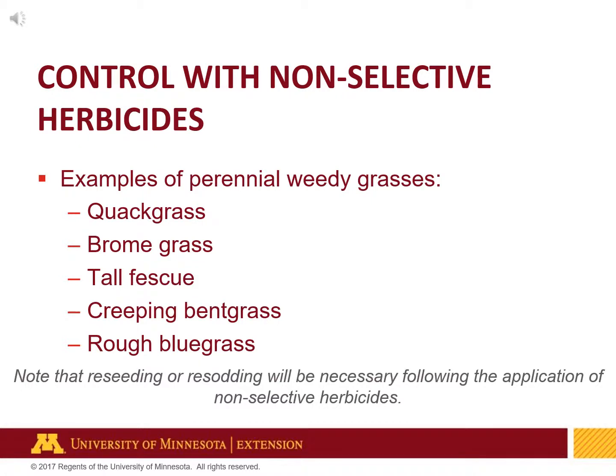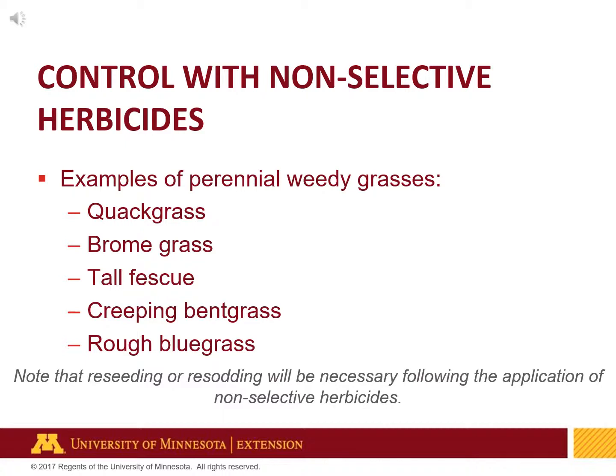Perennial grassy weeds are the most difficult to control of all the types of weeds. They are best controlled with non-selective herbicides. Examples of these weeds include quackgrass, bromegrass, tall fescue, creeping bentgrass, and rough bluegrass.